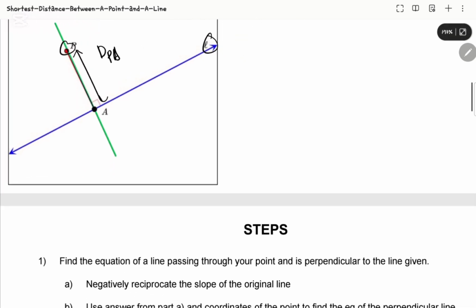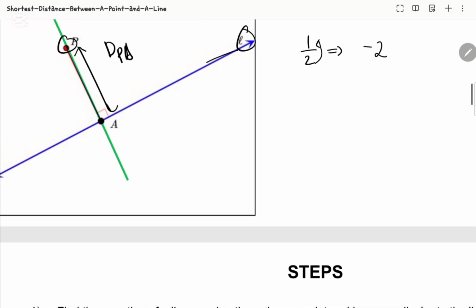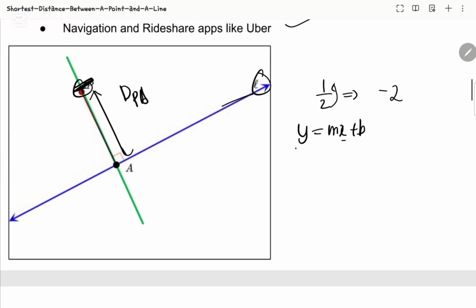Get the red line first by finding the perpendicular line that passes through P, perpendicular to this line. You do that by negatively reciprocating the slope. If the slope of the blue line is 1/2, then the slope of the green line has to be -2. You flip it, and then you multiply by -1. Then you plug everything into y equals mx plus b, where your x and y are the coordinates of P, and you rearrange for b to get the equation of the green line.